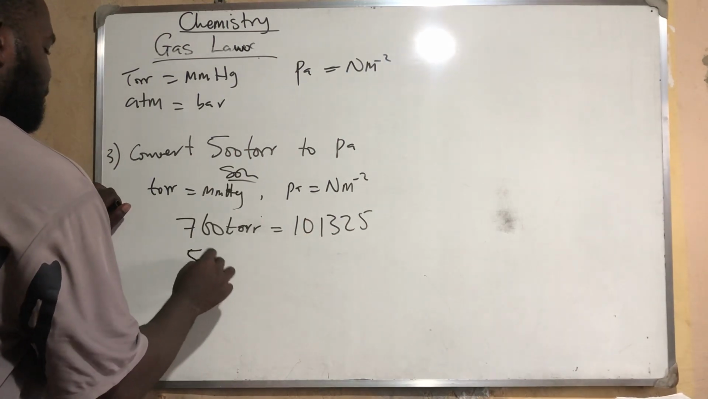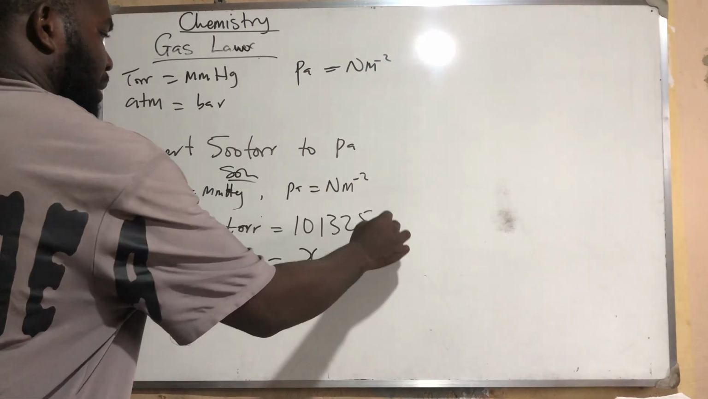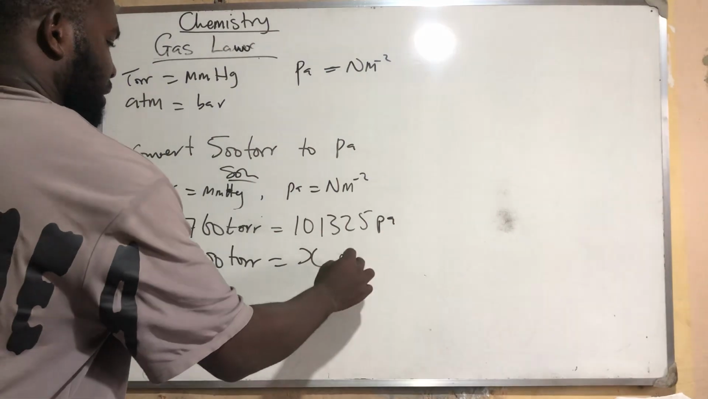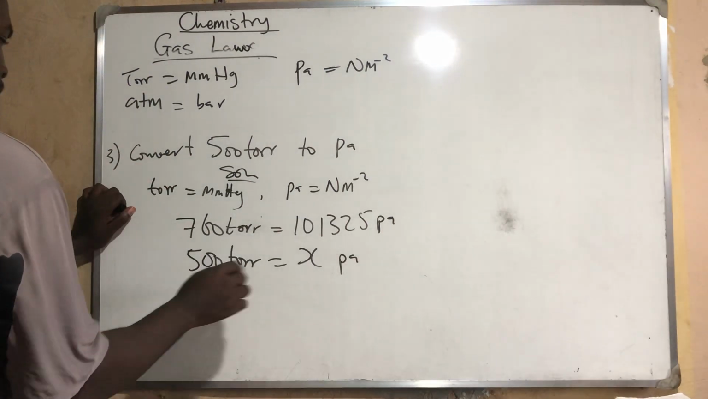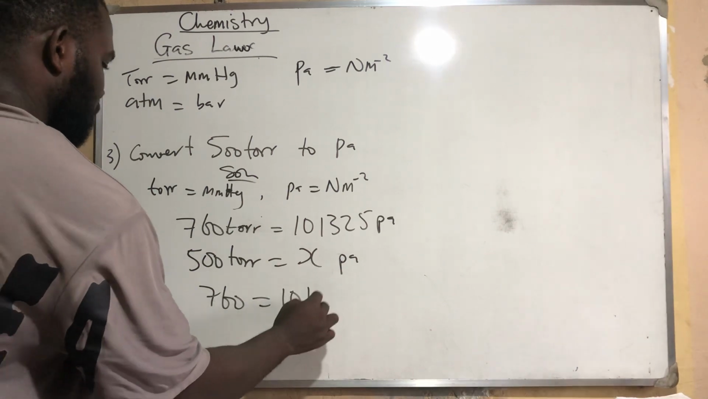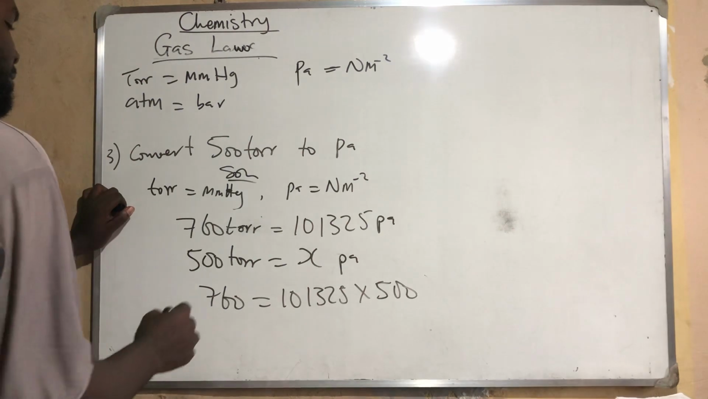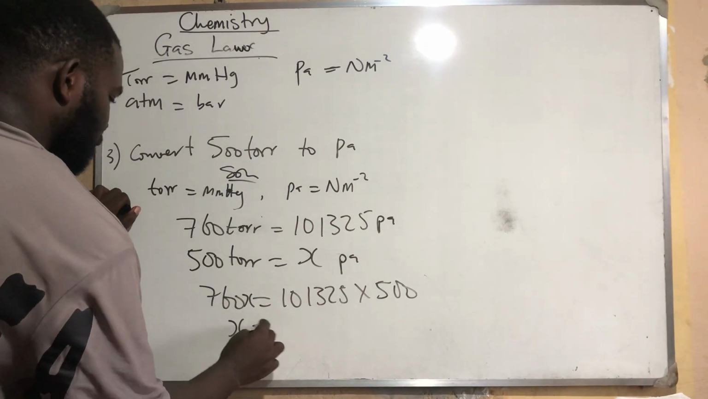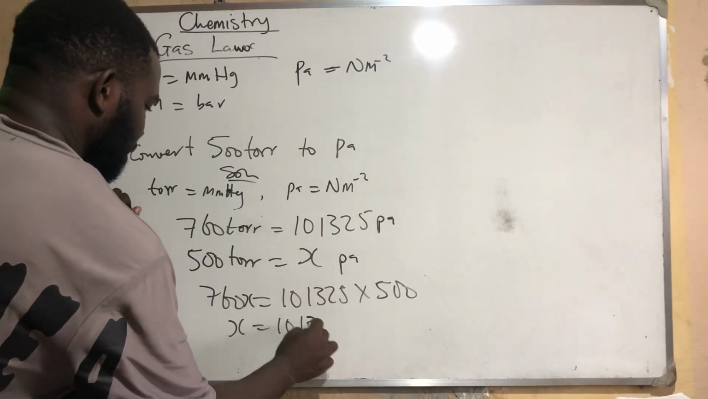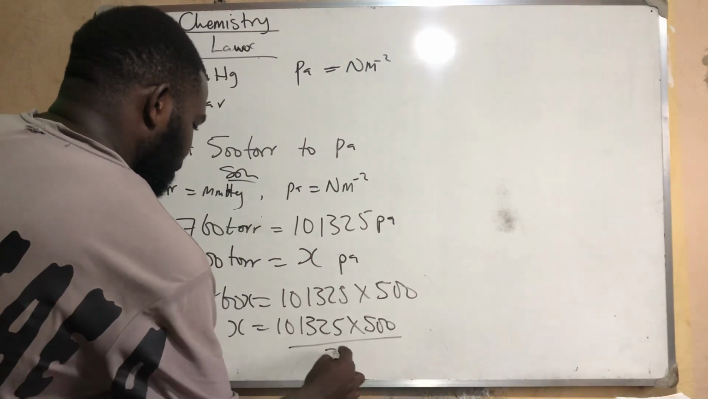So which means I have 500 Torr is equal to x Pascal. All right. So therefore, if you cross multiply, you have that 760x is equal to 101,325 times 500. So the x I'm looking for is now 101,325 times 500, then divided by what?